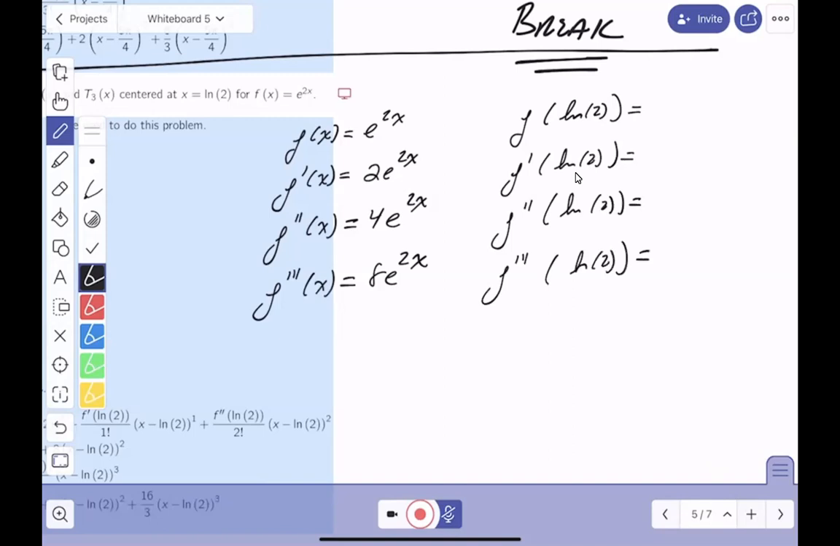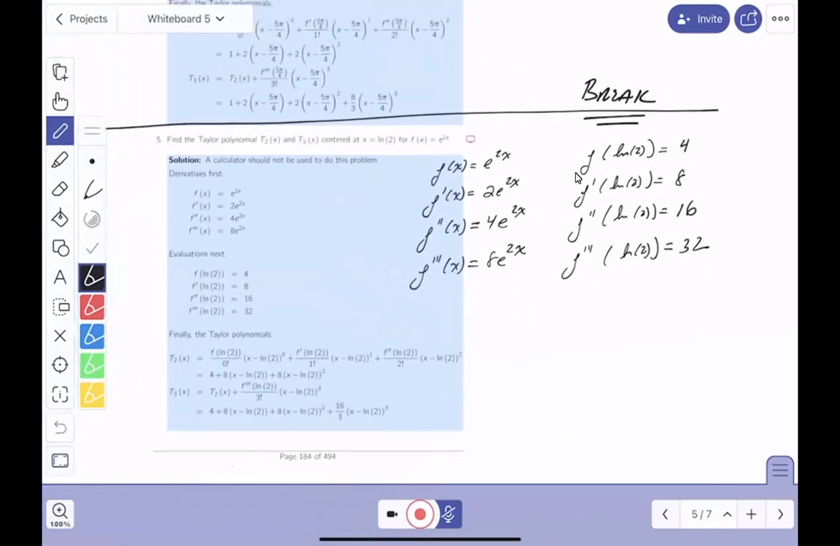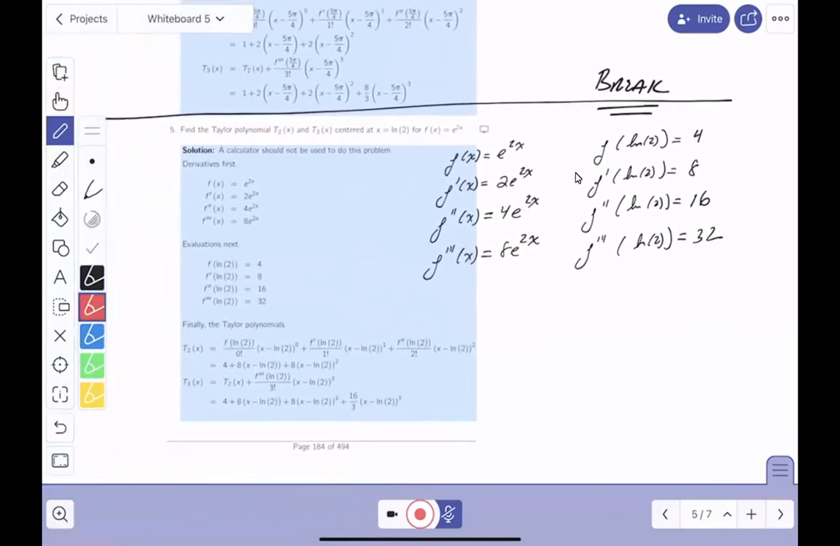Let's see. What's e to the 2 ln 2? Well, that would be e to the ln 4, which is just 4. This would be 2 times 4, which is 8. Then this would be 16. And this would be 32. All right. Now, I just want to make sure you know that I want to check this, right, as if I was doing homework.